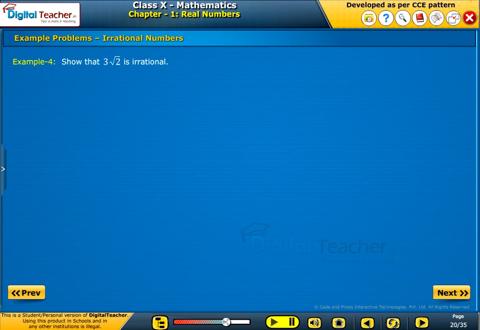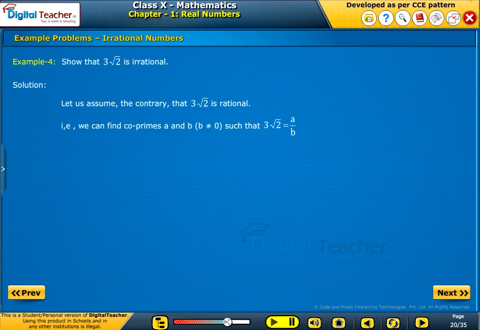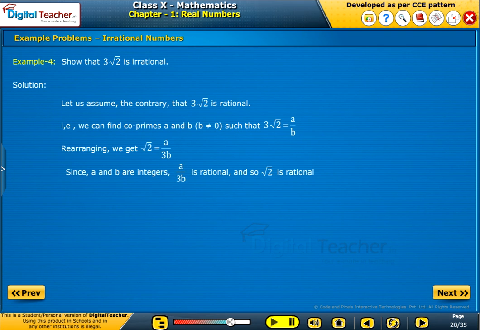Show that 3 root 2 is irrational. Assume the given one is rational. So by the above statement, co-primes a and b not equals to 0 can be found such that 3 root 2 is equals to a by b. Rearranging the equation, as a and b are integers, we get a by 3b is rational and therefore root 2 is rational. But this contradicts the fact that root 2 is irrational. Hence we can say that 3 root 2 is irrational.